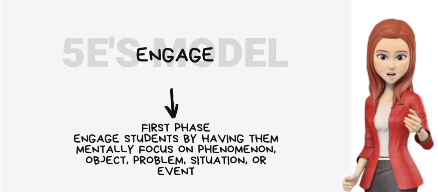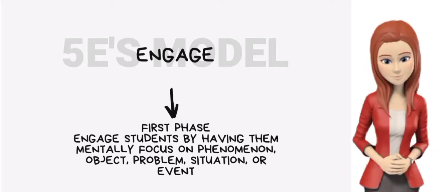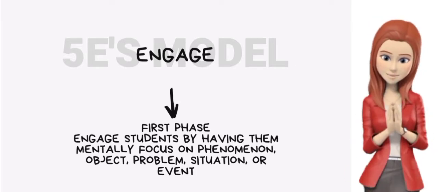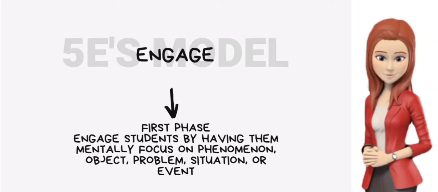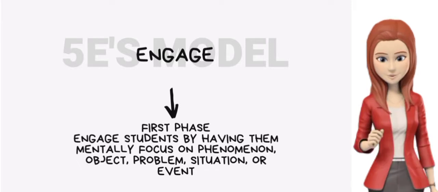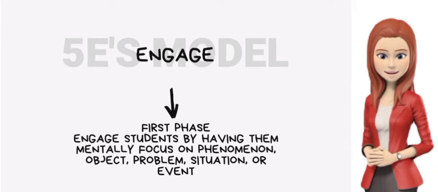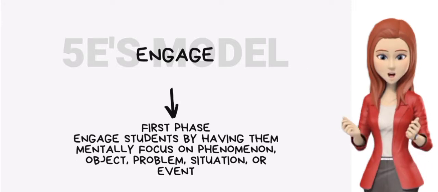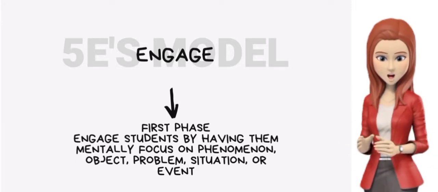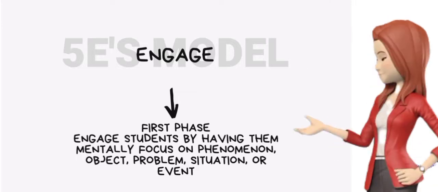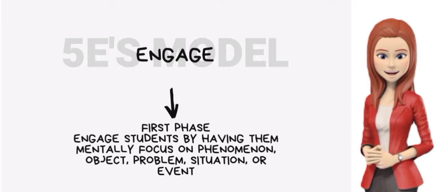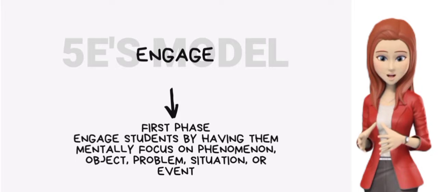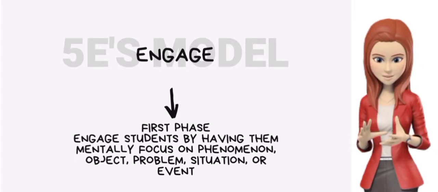Engage. The first phase of the 5E model engages students by having them mentally focus on a phenomenon, object, problem, situation, or event. The activities in the engage phase are designed to help students make connections between past and present learning experiences, expose prior conceptions, and organize thinking toward the essential questions and learning outcomes of the learning sequence. The teacher works to gain an understanding of the students' prior knowledge and identify any knowledge gaps. It is also important to foster an interest in the upcoming concepts so students will be ready to learn.